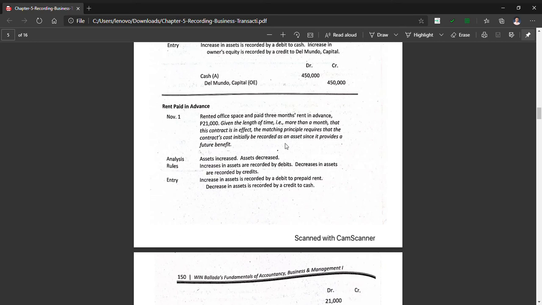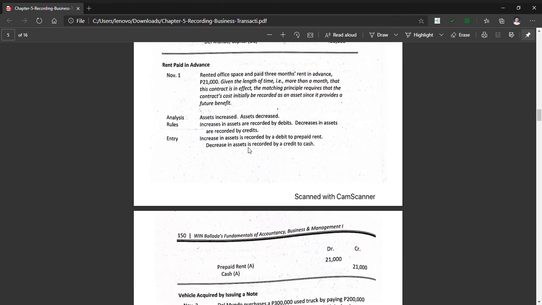So dahil meron tayong prepayment that is a prepaid asset. So asset increase. Tapos dahil nagbayad nga tayo ng 21,000, yung 21,000 pera naman yun. So an asset also decrease. So in this case, meron tayong increase in asset tapos decrease in asset as well. So the rules, increase in assets are recorded by debit, while decrease in assets are recorded by credit.